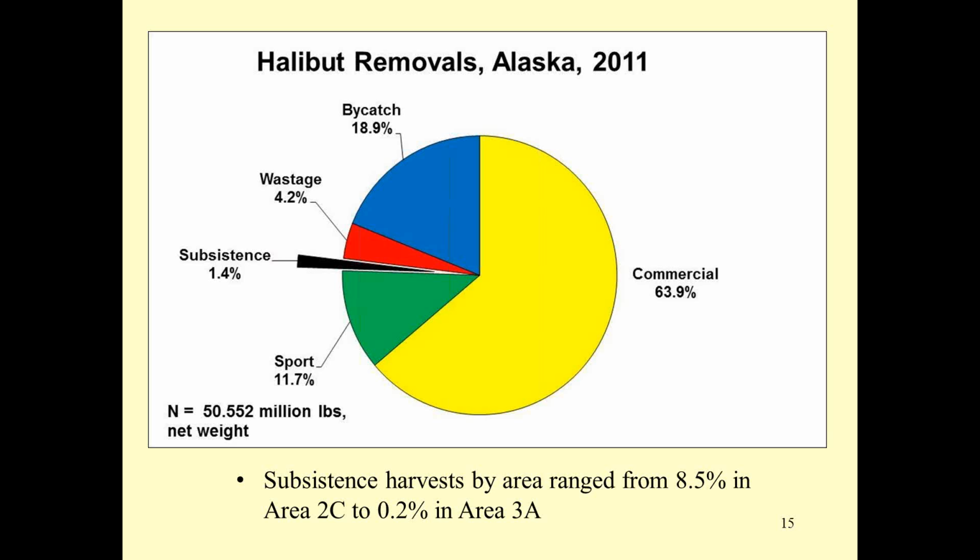In terms of the overall removals in the halibut fishery in Alaska, the subsistence harvest accounted for 1.4% of the total removals in 2011, and since 2003 the subsistence fishery has accounted for between 1.1 and 1.4% of those total removals. The highest percentage that subsistence represents in any of the regulatory areas is in 2C, which was 8.5% in 2011. That was the highest percentage in 2C for the 9 years.